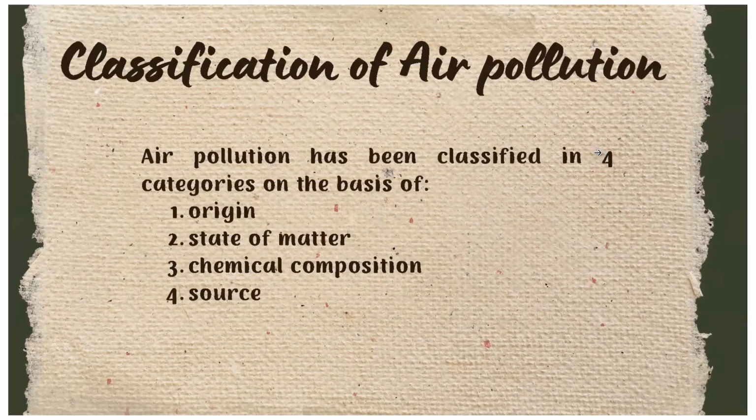This is the classification of air pollution. Here we can see that air pollution has been classified into four categories: on the basis of origin, on the basis of state of matter, on the basis of chemical composition, and on the basis of source.